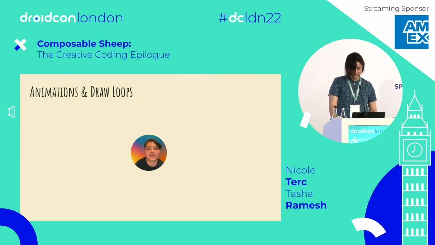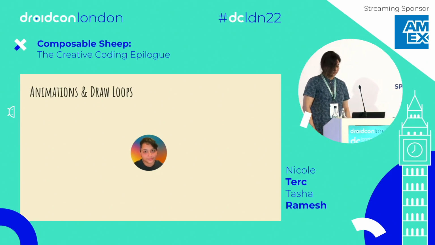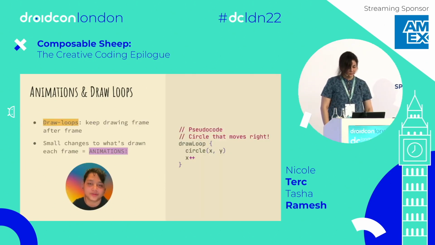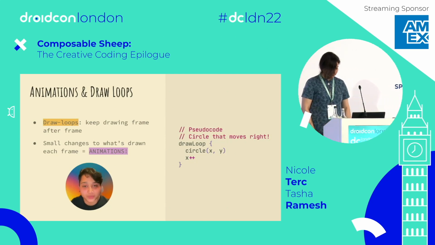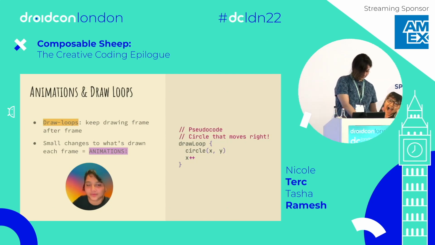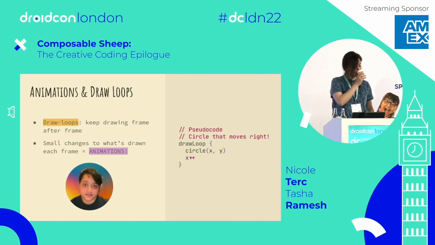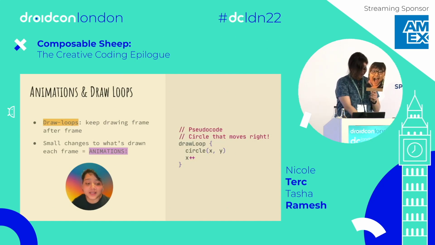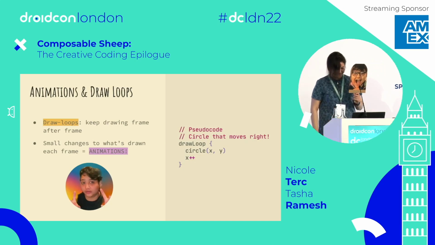So when incorporating time into the equation, using animation APIs to change every single property that we want can get quite tedious. Instead, we're going to take a look at the concept of a draw loop. A draw loop is the idea where you keep drawing frame after frame, and this is indeed how most screens and animations work. Small changes to what's drawn with every repetition will result in what we think of as an animation, such as in this pseudocode that represents a circle moving towards the right just because its x value is being incremented in a draw loop.